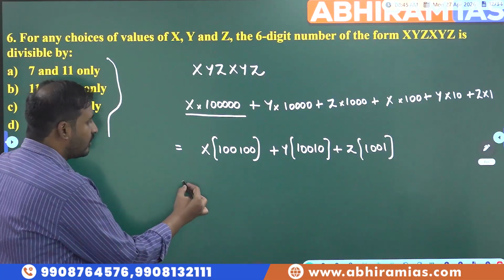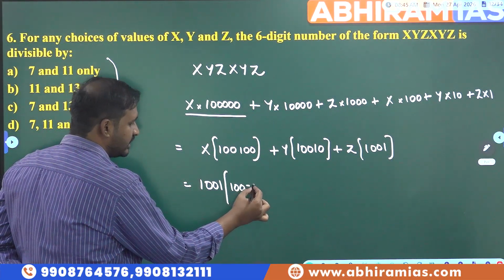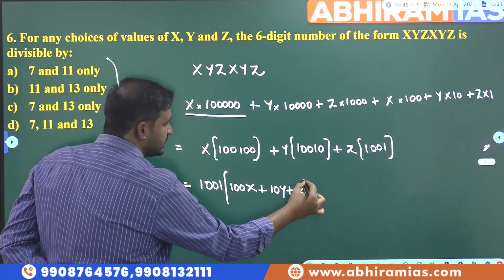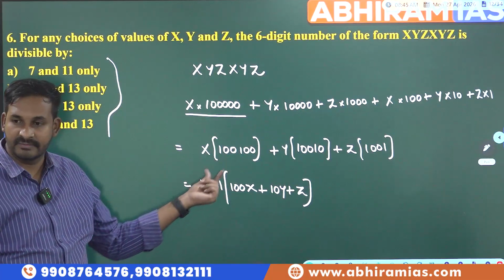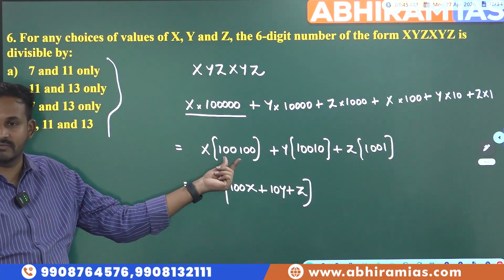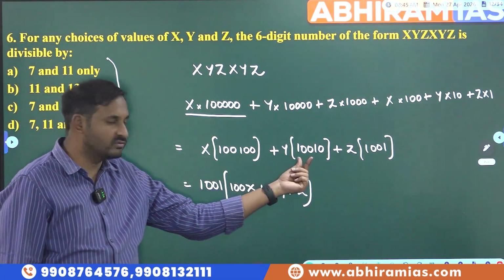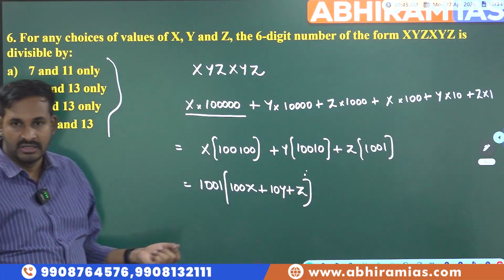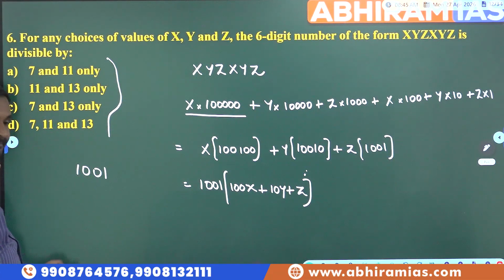So now I will take 1001 common. Then this will become 100x plus 10y plus z. I am taking 1001 common. When I take 1001 common here, I will be left with 2 zeros, right? So 100x. When I take 1001 common here, I will be left with 1 zero. So 10y and z.